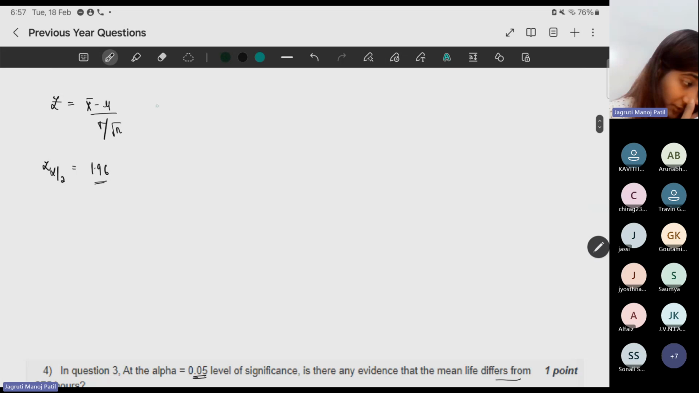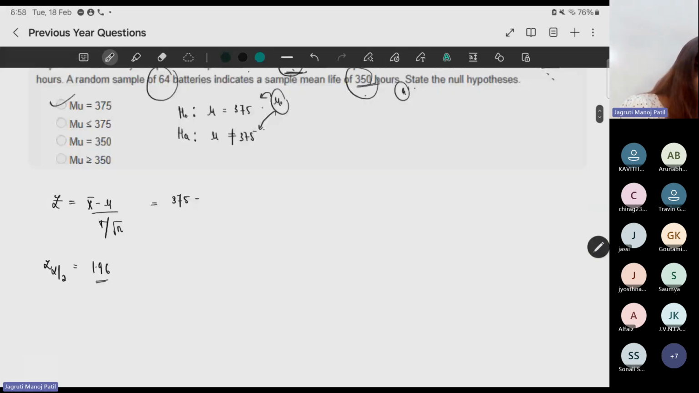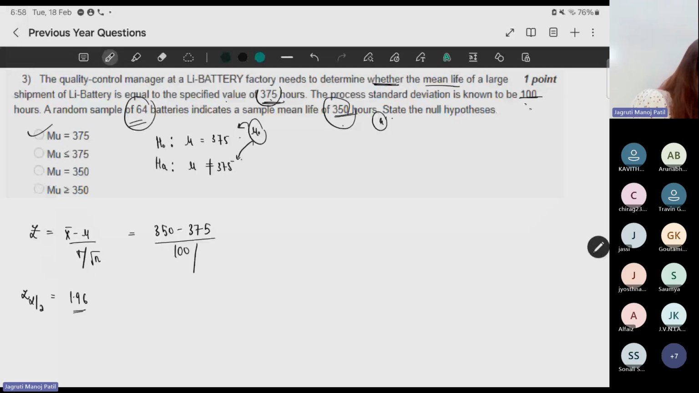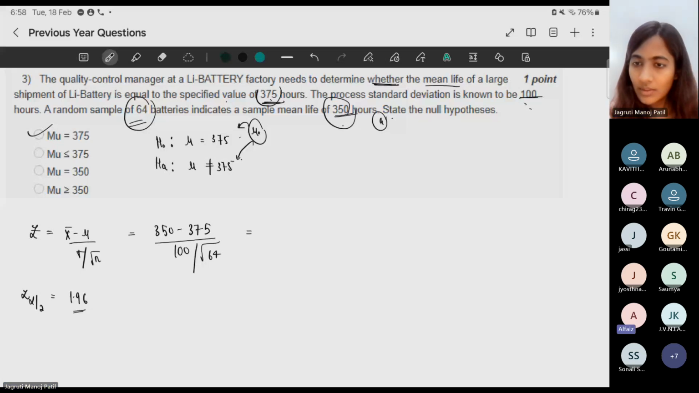Sorry, our true population mean is 375. So this would be 350 minus 375 divided by 100 by the square root of 64, which is your n. So you'll have your Z value as something. Okay, then your Z value comes to be something.